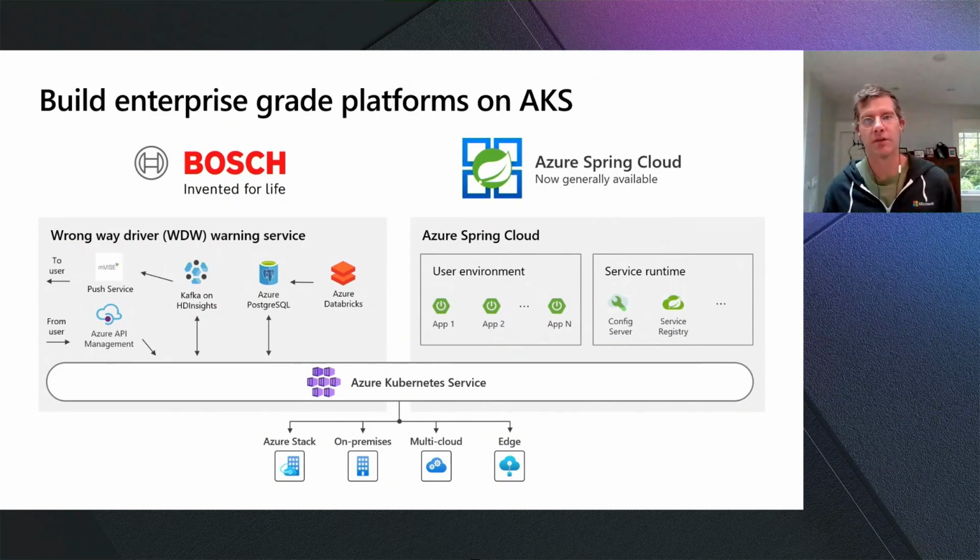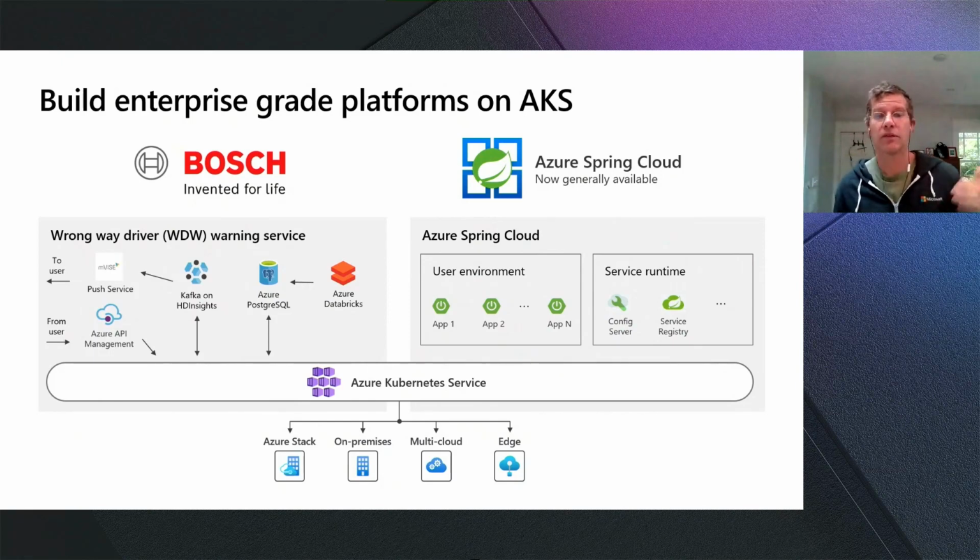What it does is it detects from the sensors in your car whether you're driving the wrong way down a one-way street, which is obviously a pretty bad thing, right? And this is a service, this is an API that they make available to their customers, right? So here Bosch is saying, hey, look, AKS is a great platform for us to build another platform on top to expose services to our own customers, right?